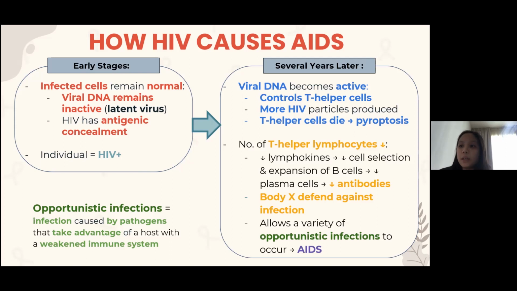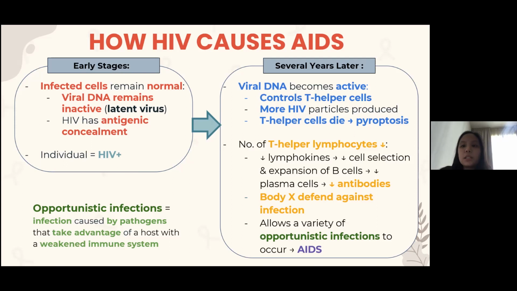is highly inflammatory. So when the T helper lymphocytes die, the number of T helper lymphocytes decreases and the number of lymphokines produced will decrease as well. So less B cells undergo cell selection and cell expansion, and less plasma cells are produced to secrete less antibodies. So the body becomes weakened to the point that it is unable to defend against infection. And this makes our body very vulnerable to many opportunistic infections, and this causes AIDS.